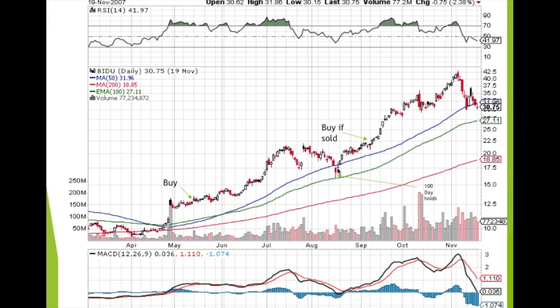But it bounces right off the 100-day. So if you're somebody who's a shorter term trader, you're going to sell it here on a close below the 50-day. Make a profit, and then you're going to buy it back here when it breaks out again.